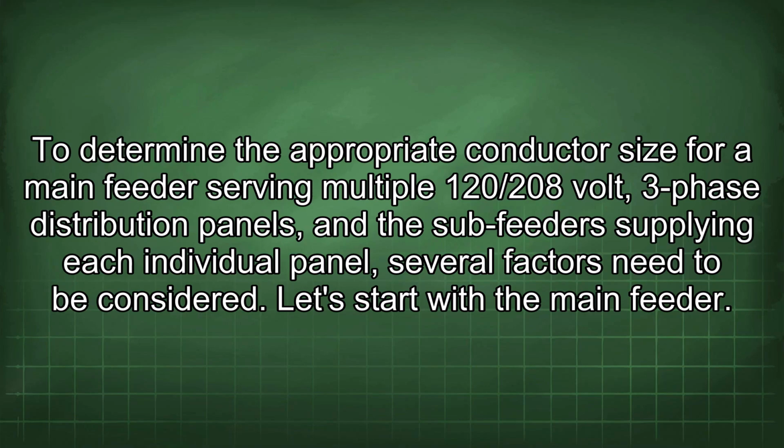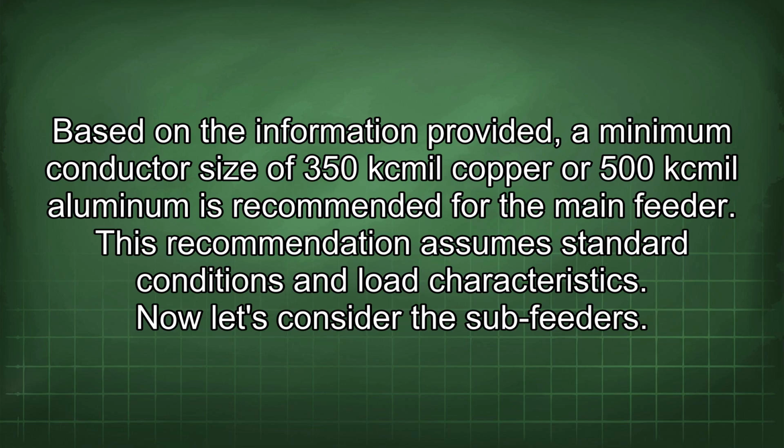To determine the appropriate conductor size for a main feeder serving multiple 120/208 volt three-phase distribution panels and the sub-feeder supplying each individual panel, several factors need to be considered. Let's start with the main feeder. Based on the information provided, a minimum conductor size of 350 kcmil copper or 500 kcmil aluminum is recommended for the main feeder.